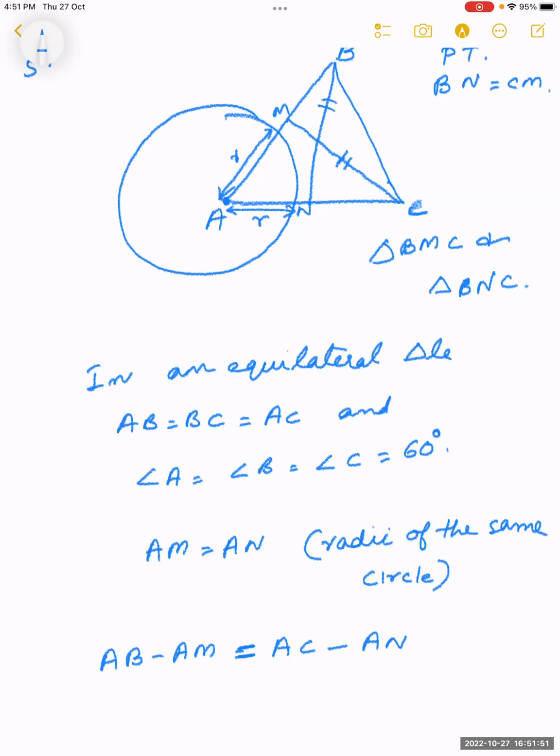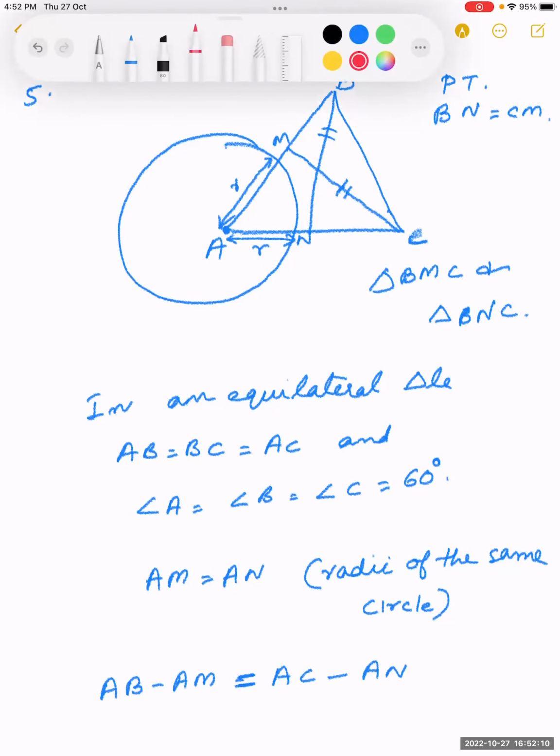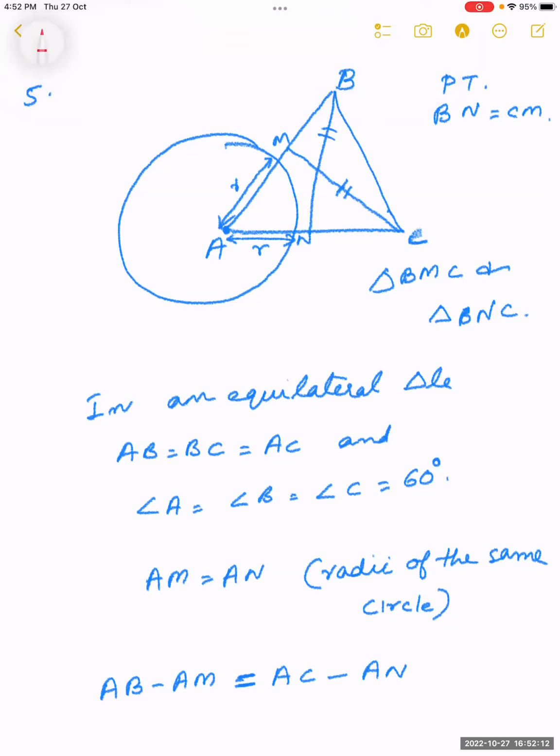AB minus AM, AC minus AN, right? Yes, ma'am. Because AB and AC are equal, and AM and AN are equal. Both are equal. Now, when I subtract AM from AB, what is left? What is remaining? MB. This is what is remaining on this side, and this is what is remaining, NC. Yes, NC. That's correct.